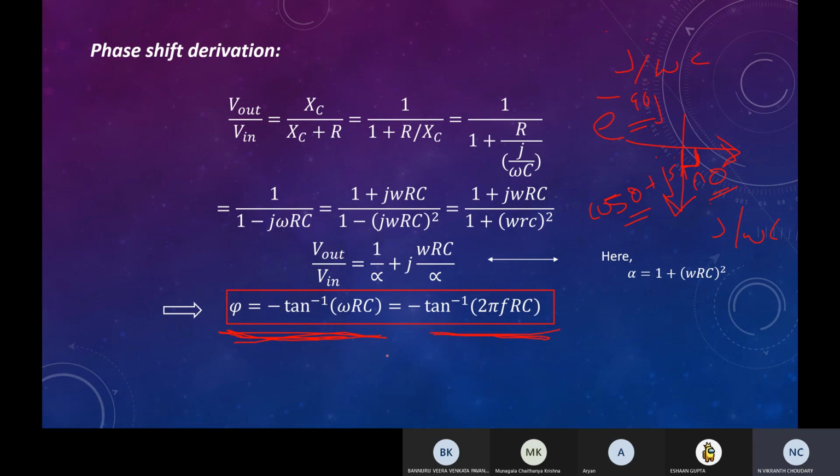Here, what we did is, for any complex number, suppose Vout by Vin is equal to 1 by alpha plus j into omega RC by alpha, this you can write as x plus j into y. So for this x plus j into y, the angle between x and y is what we are finding, right? So the angle would be tan inverse of y upon x. So if you use the same thing for a complex number, you will get the phase difference.